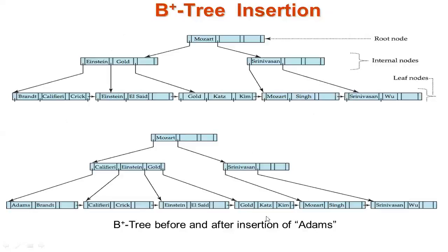As we said, the B plus tree is self-balancing. It can balance on its own, right? So when you add Adams, it is just going to create one more node, based on the number of nodes available in the leaf node. So you can see here Brandt, and then Califieri, and then Crick.